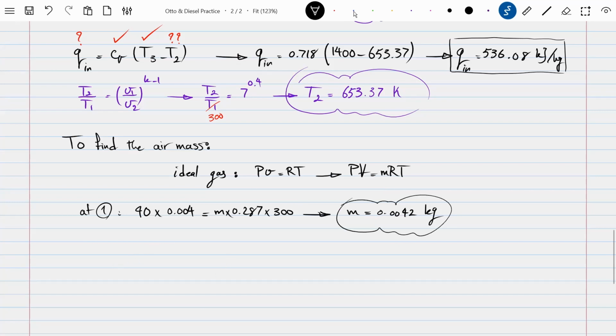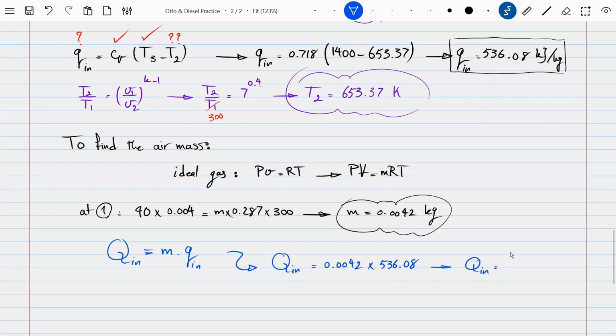Remember from before, there is a relation between capital Q and small letter q. Capital letter Q is the mass of your system times small letter q. So as easy as that, capital Qin is 0.0042 times the number we have on top in the box, 536.08, for a grand total of 2.251 kilojoules.